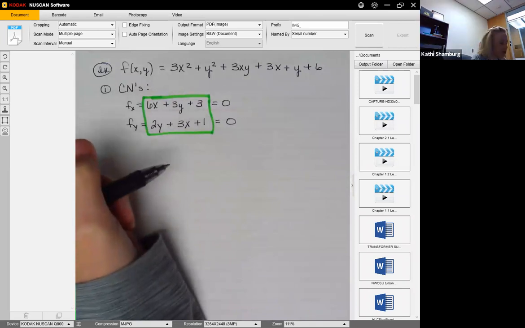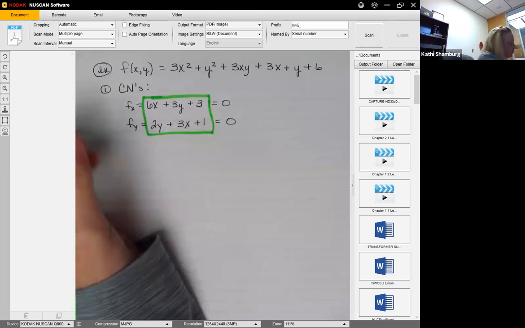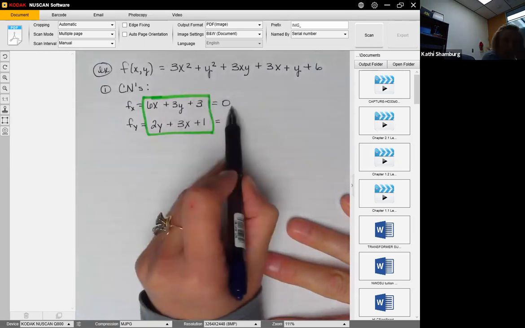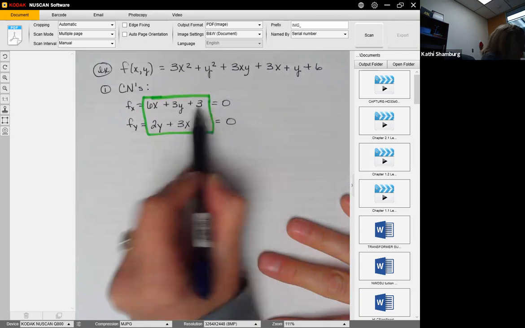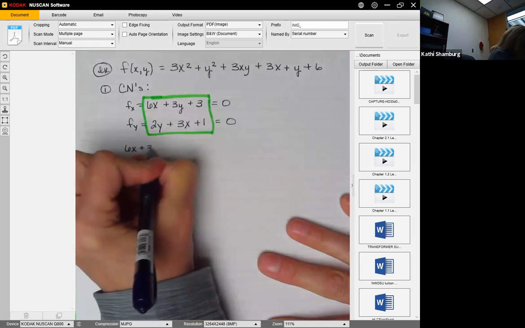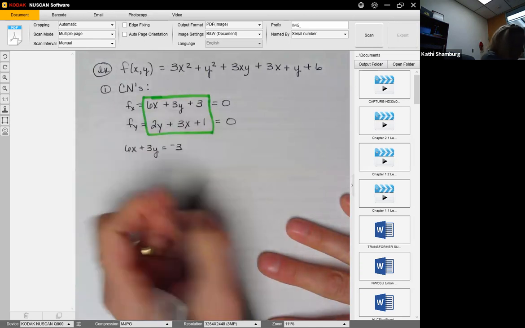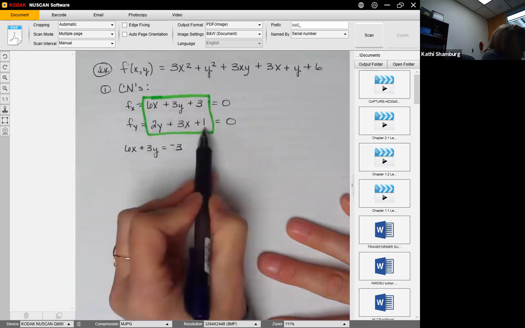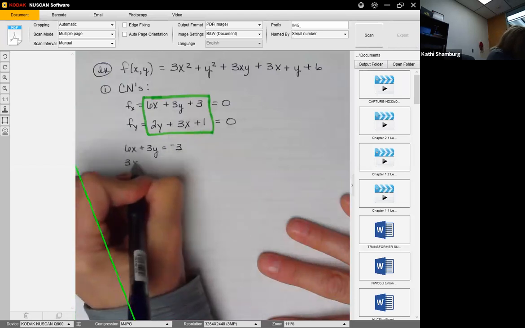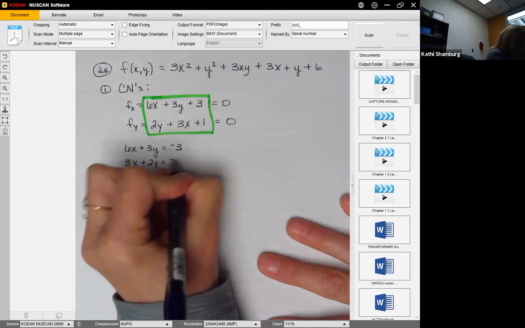If you think back to your college algebra or algebra for STEM, we did the substitution method or the elimination method. The elimination method is also known as the addition method. First, I'm going to put the constants on the other side of the equal sign. For this first equation, I would subtract 3 from both sides, so I get 6x plus 3y equals -3. On this equation, I'm going to subtract 1 from both sides and line up my variables. So this would be 3x plus 2y equals -1.